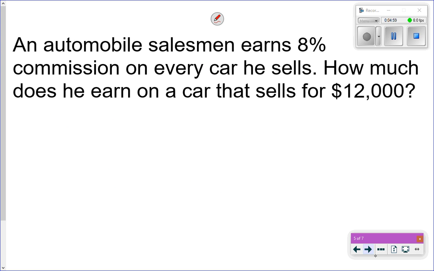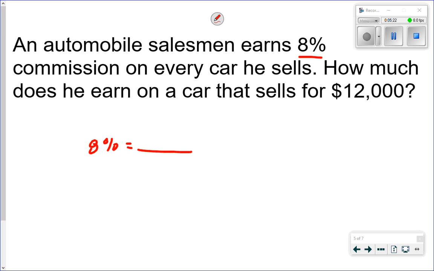Okay, next one. It says an automobile salesman earns 8% commission on every car he sells. How much does he earn on a car that sells for $12,000? So I'm given percent here. So I know that I need to put that here. And am I solving for a partial amount or a whole amount?